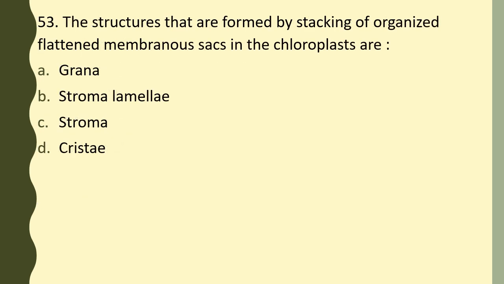Question number 53. The structures that are formed by stacking of organized flattened membranous sacs in the chloroplast is grana, stromal lamellae, stroma or cristae. Correct answer is option A, grana.